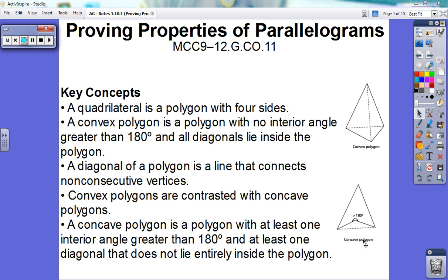The other has to do with the diagonals. And remember that the diagonals connect two vertices, just ones that aren't right next to each other. That would be a side. For a convex polygon, all of the diagonals lie inside the polygon, while with a concave, that is not the case.